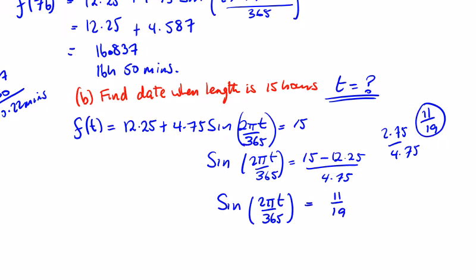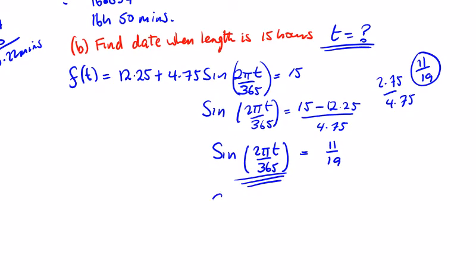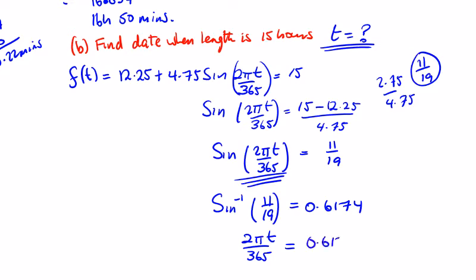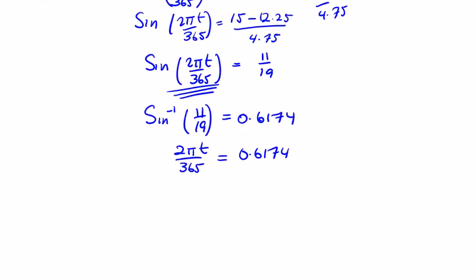So leaving your calculator in radians, if we get the inverse sine of 11 over 19, it will tell us what this is equal to. So the inverse sine of 11 over 19 is equal to 0.61743, 0.6174 will probably do. So we can say that 2πt over 365, now π has come outside the angle now, so it's not going to be 180, it's going to be radians, so we're still dealing with 3.14. That's equal to 0.6174.